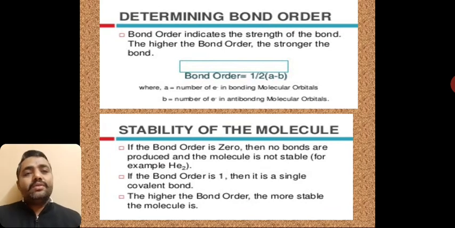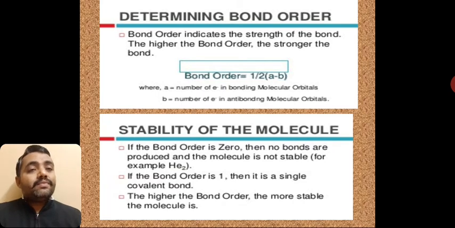Stability of the molecule: if the bond order is 0, then no bond is produced and the molecule is not stable. Examples are the He2 molecule, or you can take the Be2 molecule. Its bond order is 0. This molecule does not exist as a diatomic molecule, it exists as a monoatomic molecule.